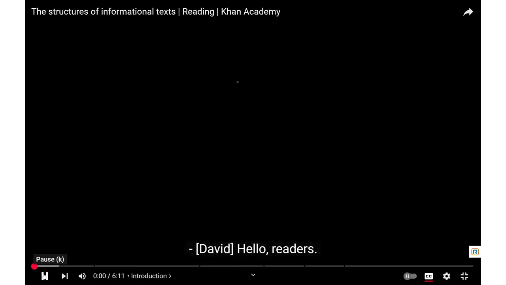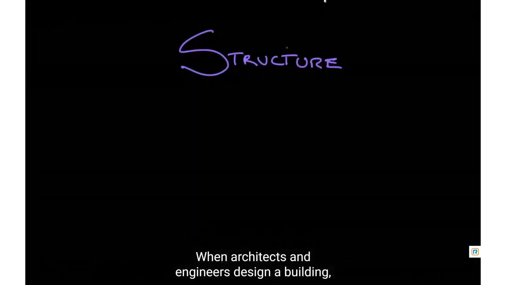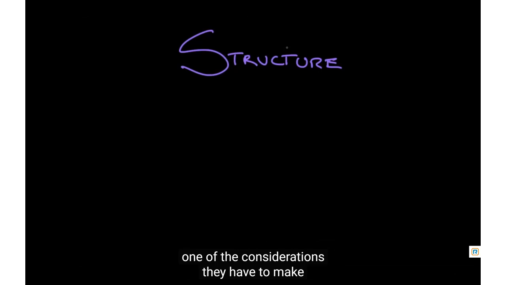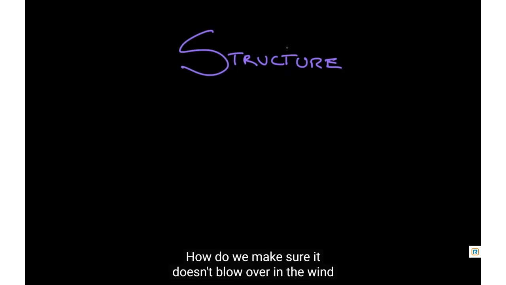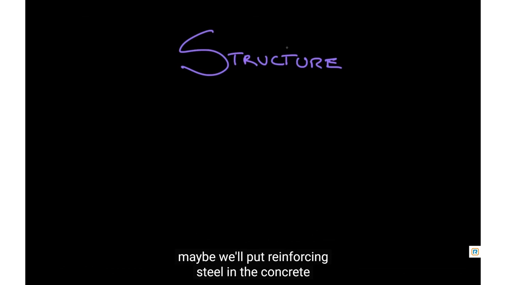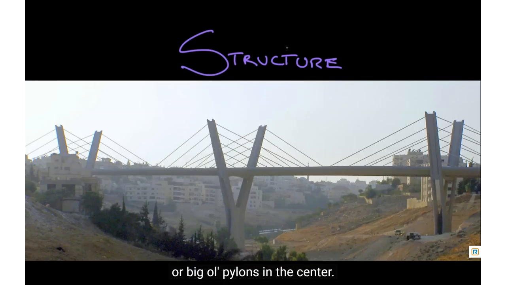Hello, readers. Let's talk about structure. When architects and engineers design a building, one of the considerations they have to make is structural support. How's this thing going to stay upright? How do we make sure it doesn't blow over in the wind or collapse in an earthquake? And so they say, okay, maybe we'll put reinforcing steel in the concrete or put X braces on the outside or big old pylons in the center.